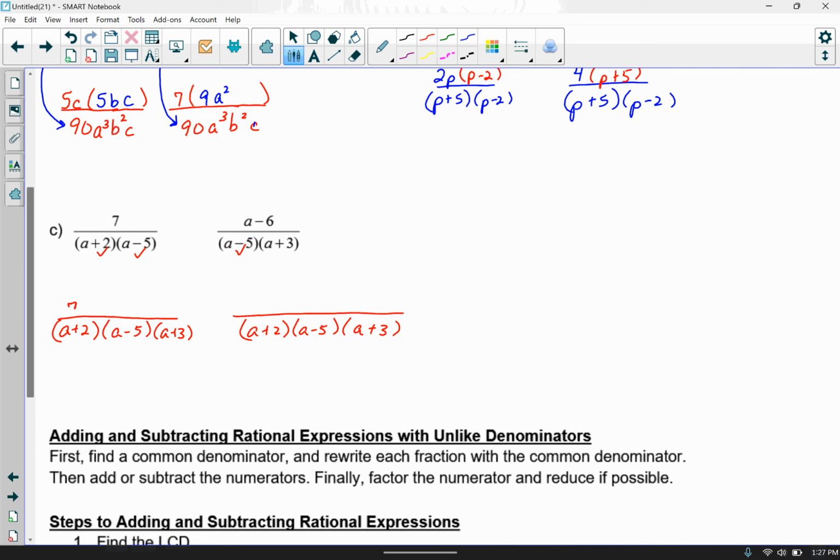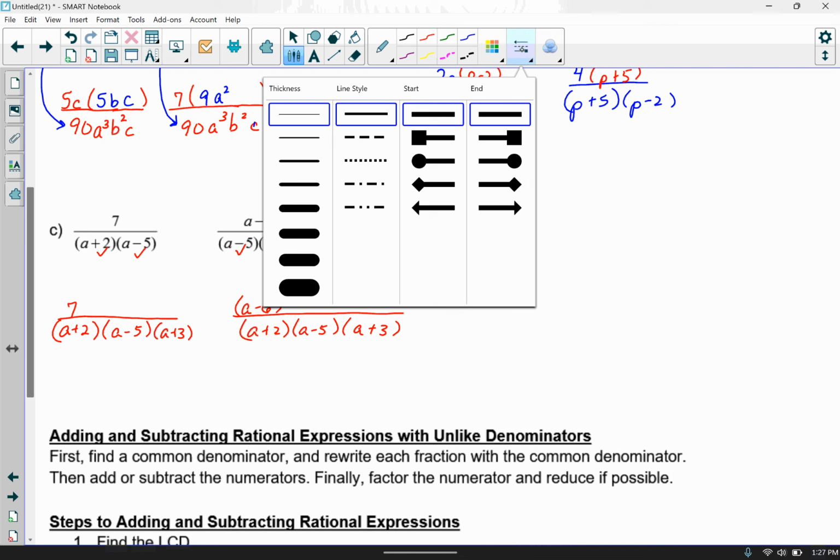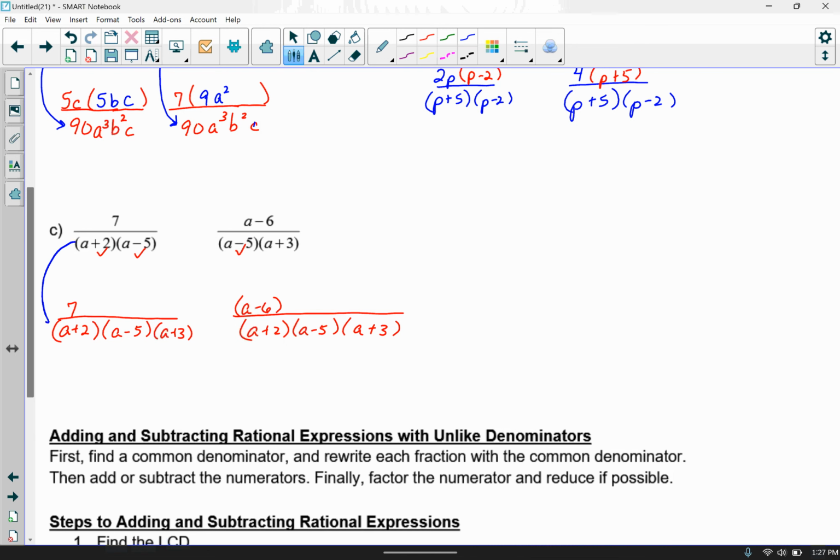I'm going to bring down the 7 and the a minus 6. And then I'm going to ask myself, from the old denominator to the new denominator, what got tagged on? From here to here, I tagged on the a plus 3. And from here to here, I tagged on the a plus 2. And that would be my final answer there.